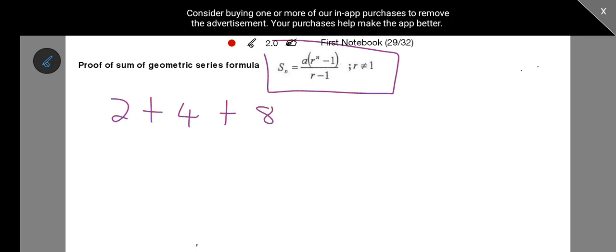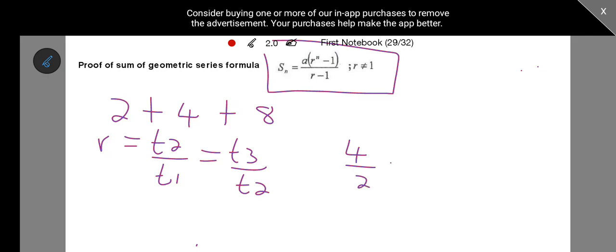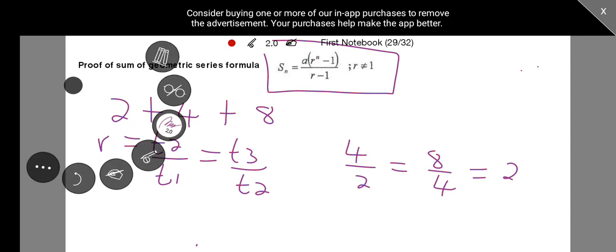Okay, this is geometric. How do you know that it's geometric? If t2 over t1 is equal to t3 over t2, therefore it's geometric. Let's prove it. 4 over 2, is it equal to 8 over 4? Well, yes, both give us 2. This means that this is a geometric series indeed.